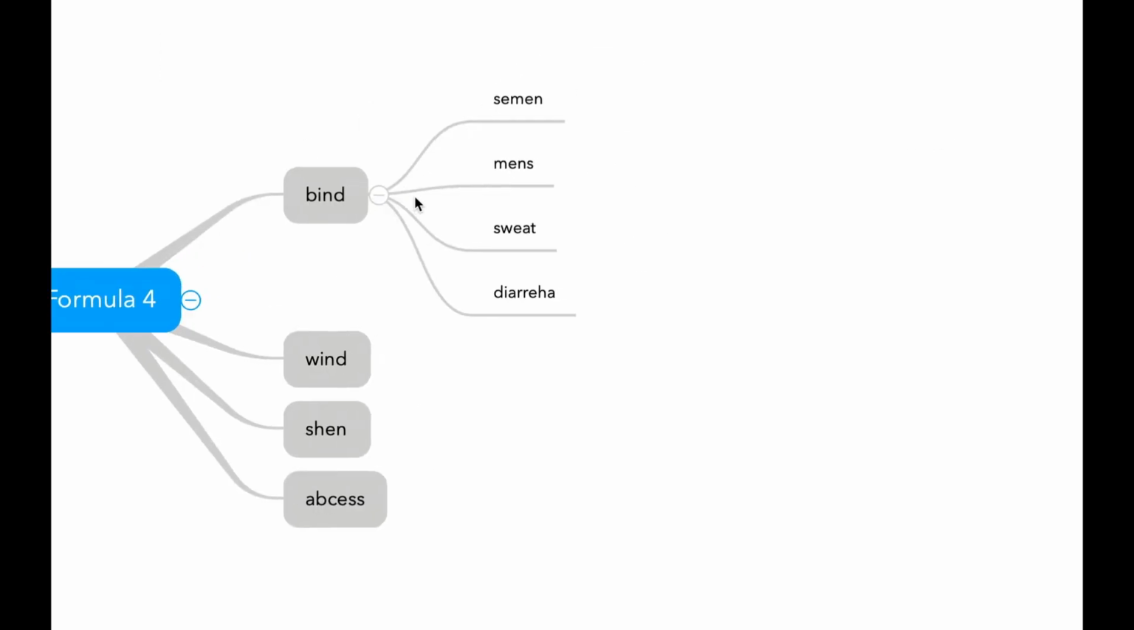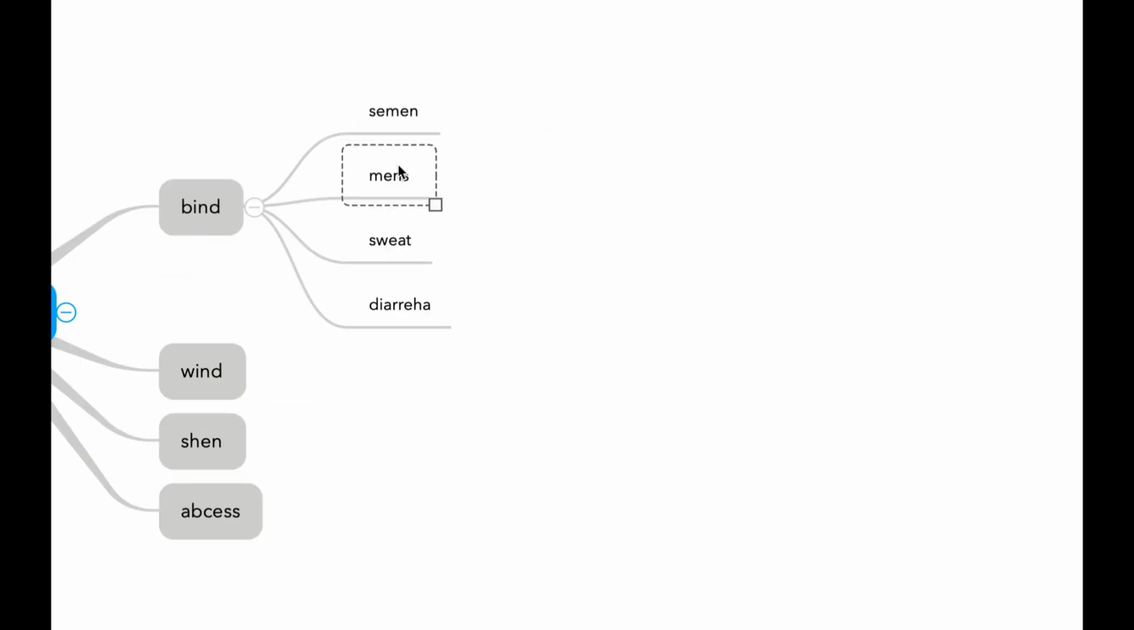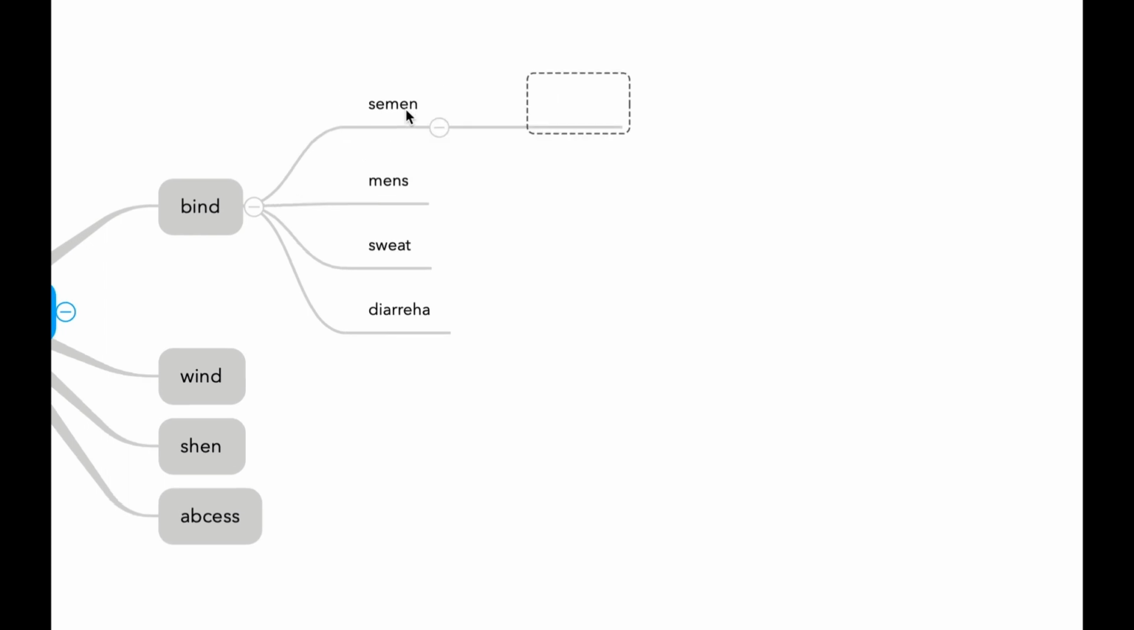How about the binding formulas? We have semen, 구징원, 구징원. So what is 구징원? This one holds a seminal emission with the kidney deficiency. So this formula especially treats the branch.